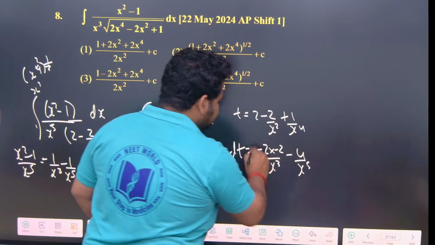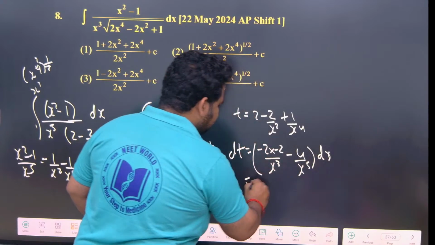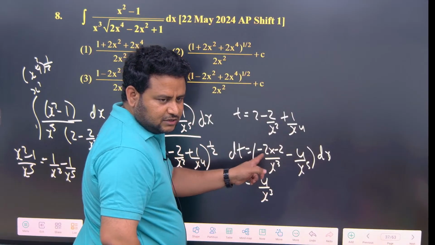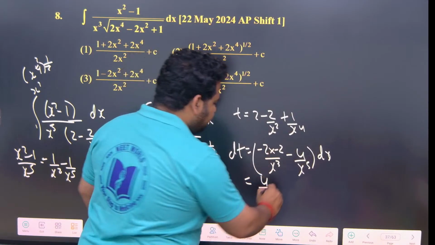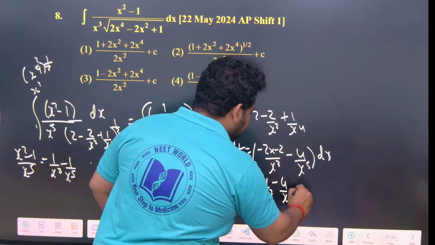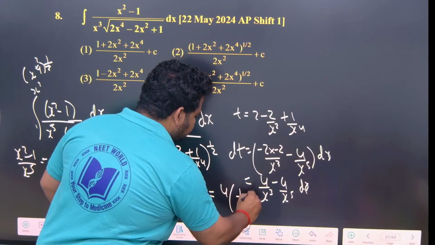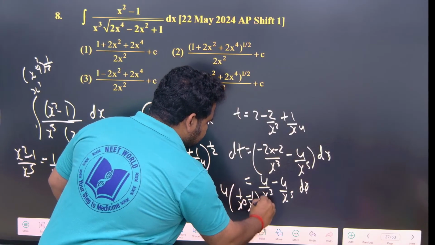So if I simplify this, this will be dx. If I further simplify, I will have 4 by x cube, minus 2 into minus 2 is plus 2, and 2 into 2 is 4, minus 4 by x power 5 dx. If I take 4 outside, I will have 4 into 1 by x cube minus 1 by x power 5 dx.